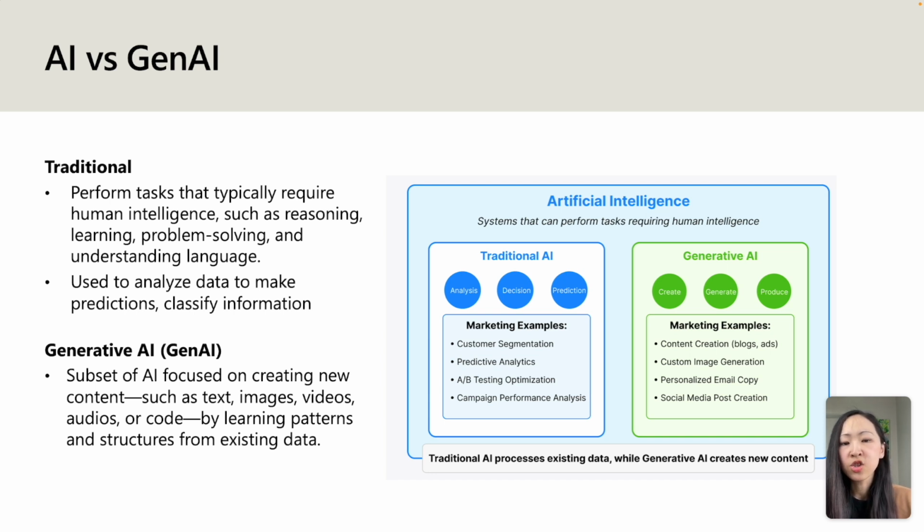How it differs from traditional AI is that traditional AI focuses on performing tasks that typically require human intelligence, such as reasoning, learning, and problem solving. It focuses on analyzing data to make predictions, classifying information, and finding patterns much faster. Generative AI, however, focuses on creating new content, for example text, images, video, audio, and code, by learning the patterns and structure from the data you feed into it. But both of them are a subset of AI.